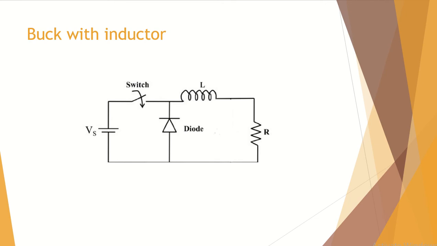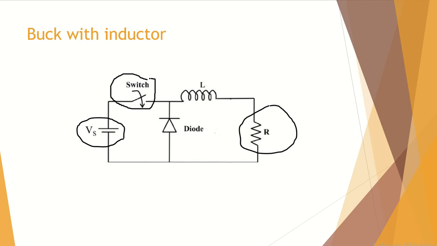What we have over here is an input DC voltage. We have a load over here, and then we have a switch over here. This we have discussed previously also. What we have added is the inductor. So why have we added the inductor over here?